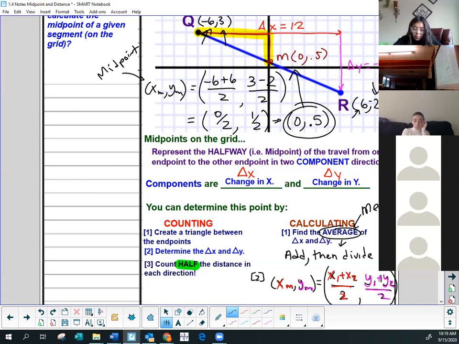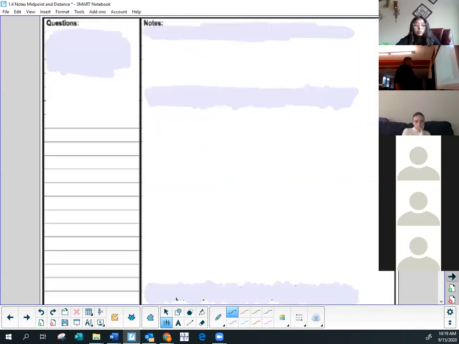So in terms of the midpoint and the midpoint formula, what questions do you guys have for us? Cool. All right, let's move on. So these are just some examples.